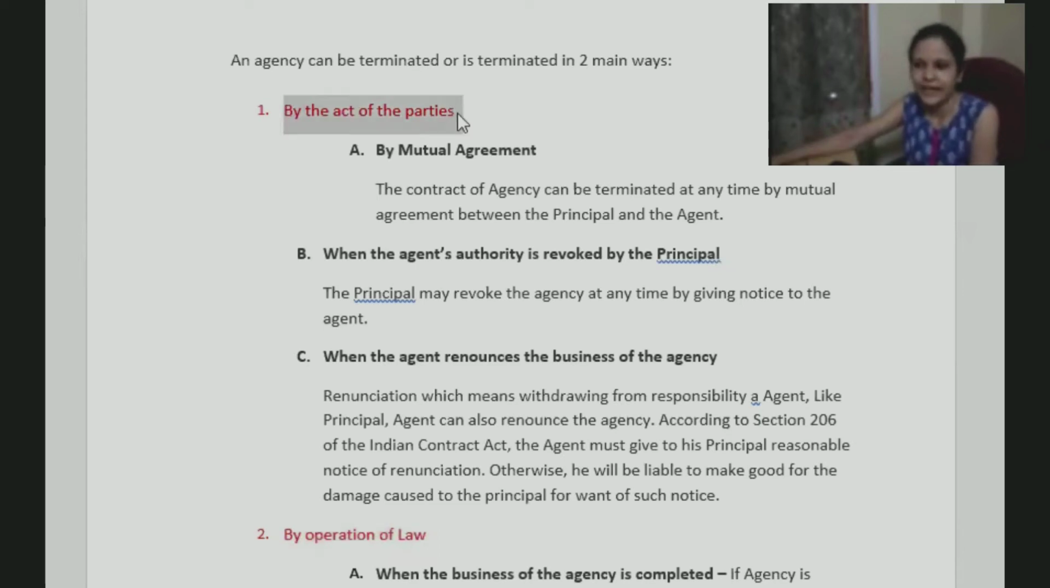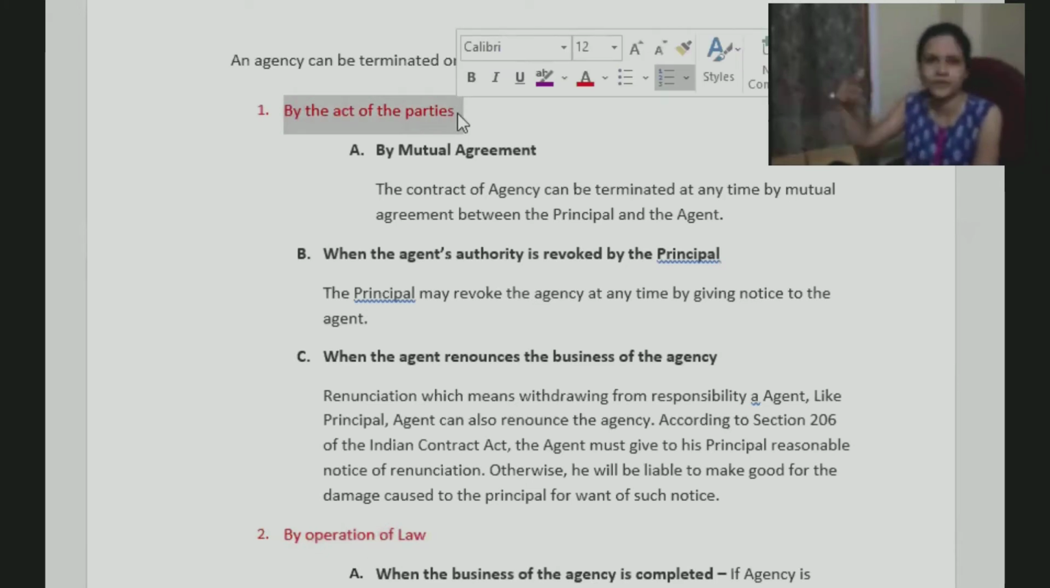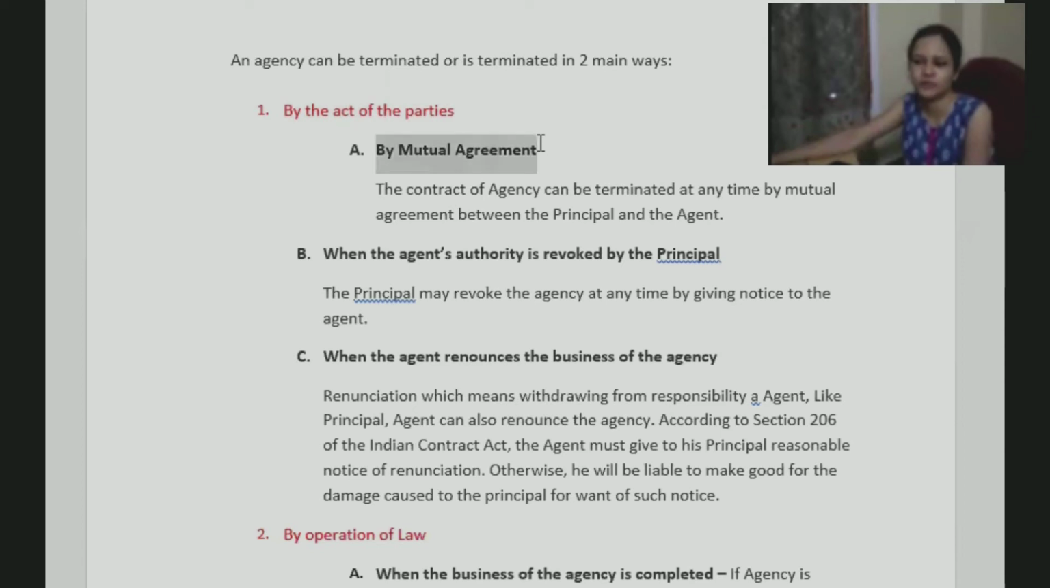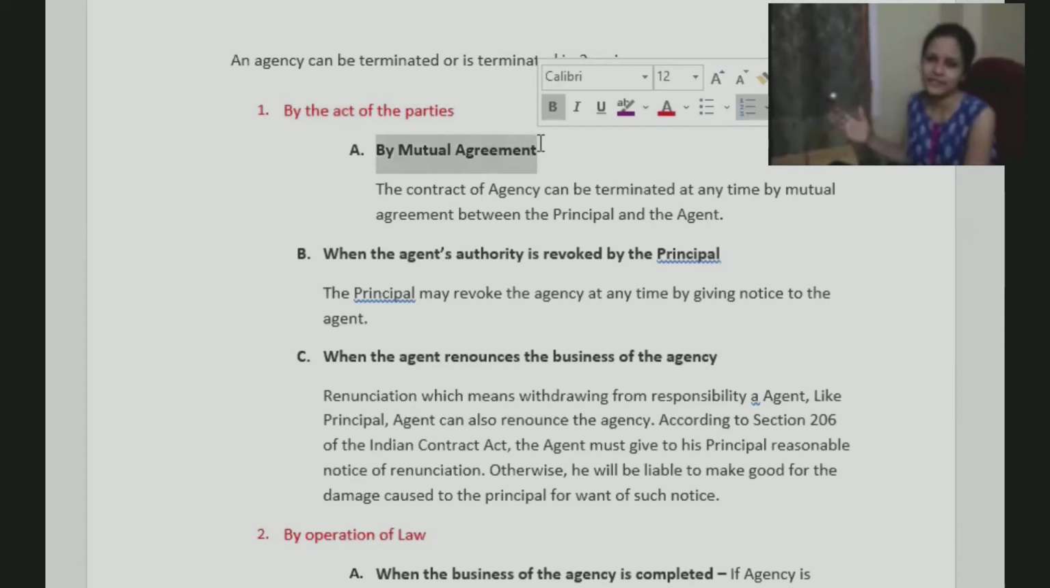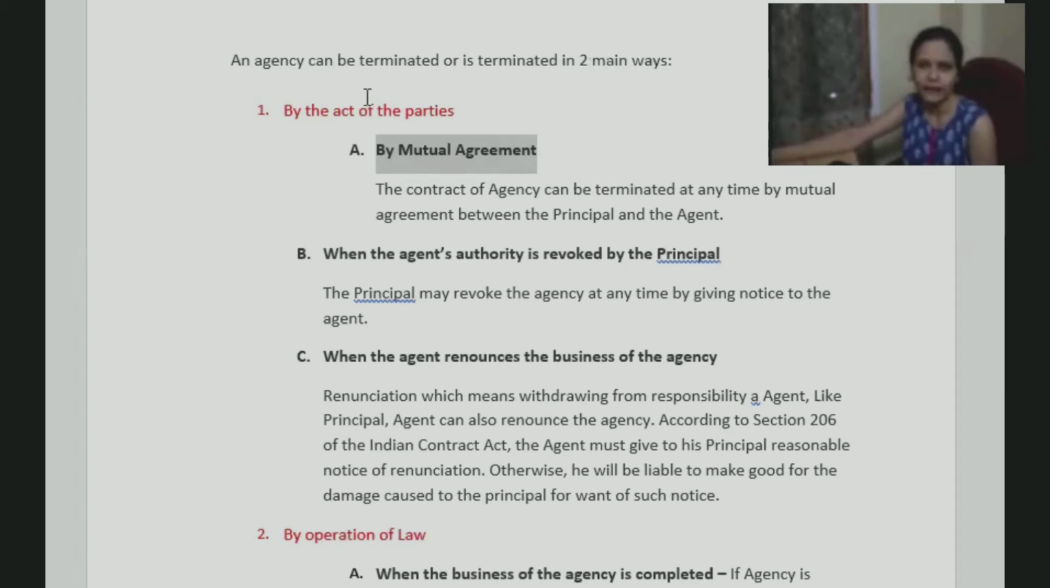When we say act of parties, we know there are two parties in an agency relationship, obviously principal and agent. So what can be the act of parties? It may be by mutual agreement. That means both the principal as well as the agent want to put an end to the contract, and accordingly they will do it. That comes under act of parties, that they are doing something, and as a result this contract is getting terminated.